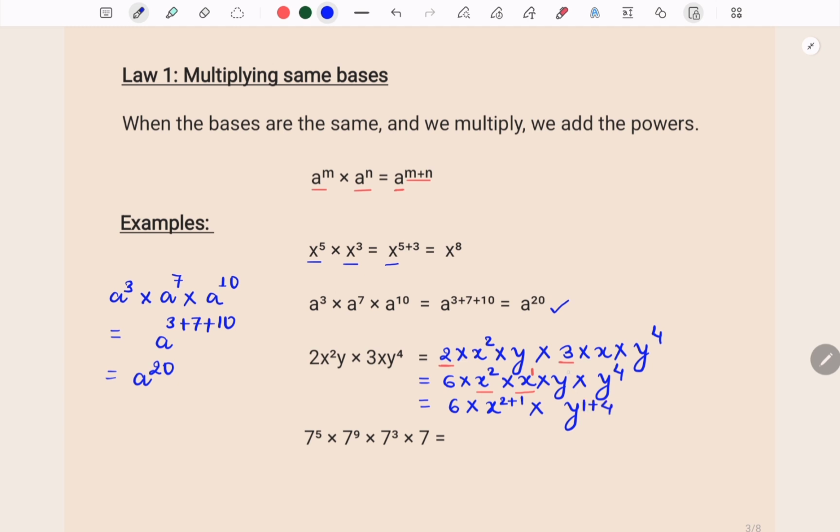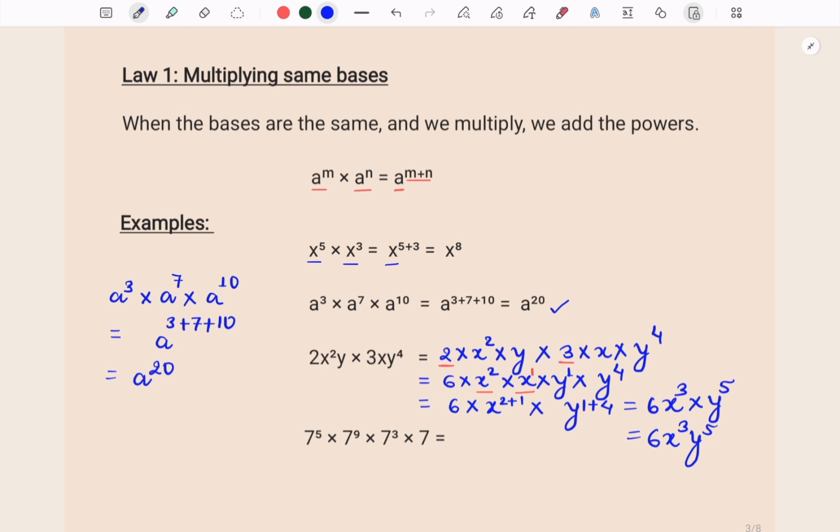Why? Because here the power is 1 and the base is same. So I'll keep the base and I will add the powers. That will give me 6x cube into y raised to the power 5. Finally, the answer will be 6x cube and y raised to the power 5. Okay. So now let's do the next question here on the slide.